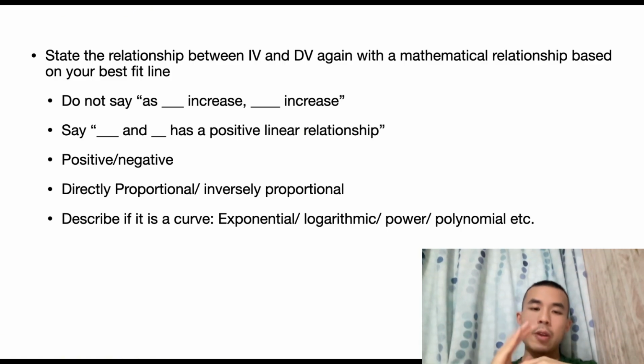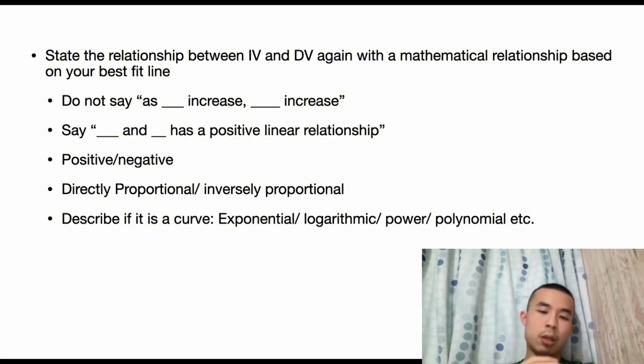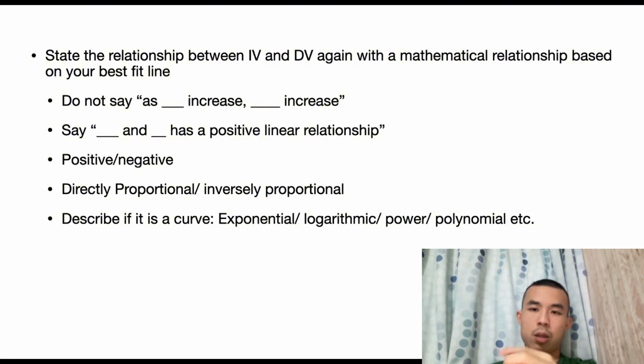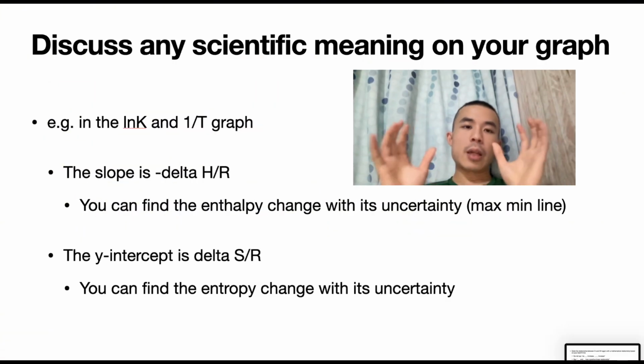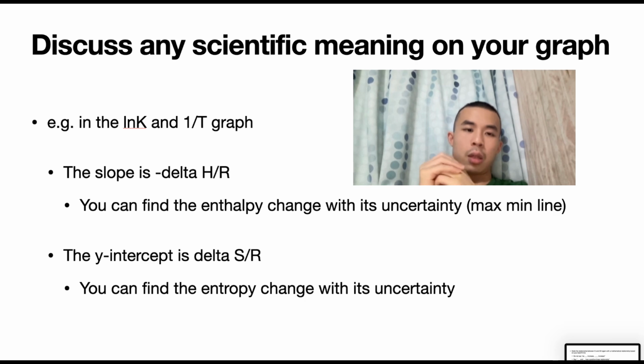If it's a curved line, then you can provide the mathematical relationship, whether it's exponential or logarithmic, power or polynomial, whatever. As long as you have the theoretical framework that supports that it's a curve, then do show me the relationship between them based on the equation of the best fit line. After that, you can discuss any scientific meaning that is shown in your graph.